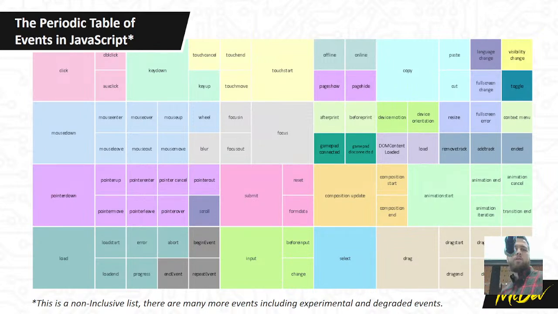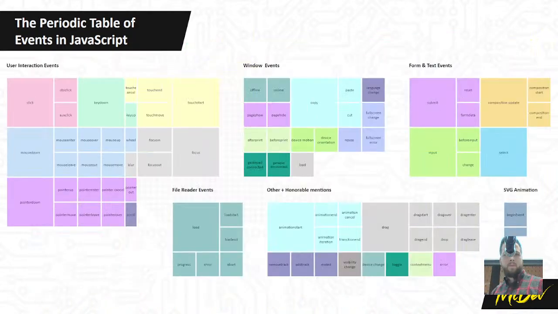And so I created something called the periodic table of events in JavaScript. This is not perfect. There are some categories that are a little wonky, but it's pretty good. With event listeners, we can break them out into a couple different categories. We have user interaction events. We have window events, things happening just to the window in general. We have form and text events.